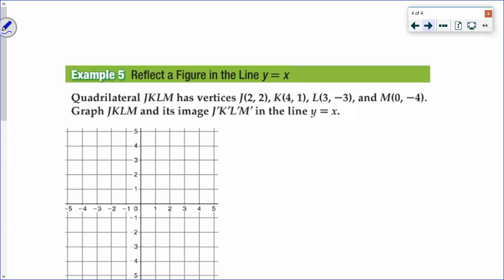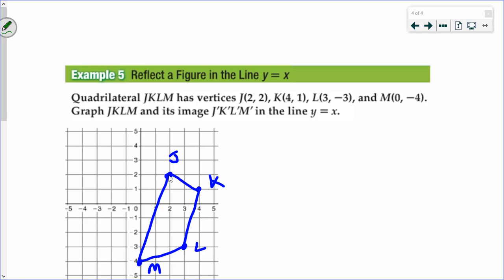So, quadrilateral JKLM has vertices. J is at (2, 2), so we plot that point. That is J. (4, 1) is point K. (3, -3), yeah, that is point L. And (0, -4) is point M. Okay, so this is the quadrilateral. We are going to want to reflect in the line y is equal to x.